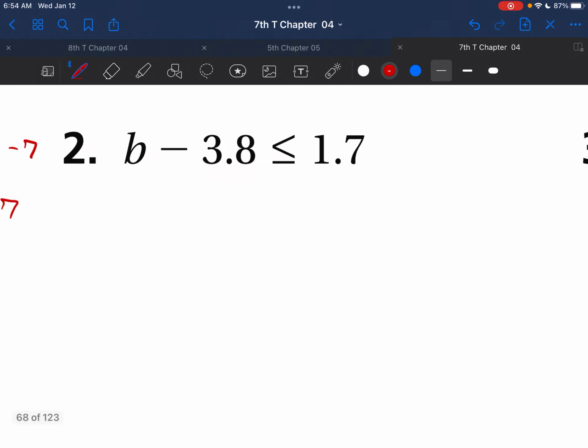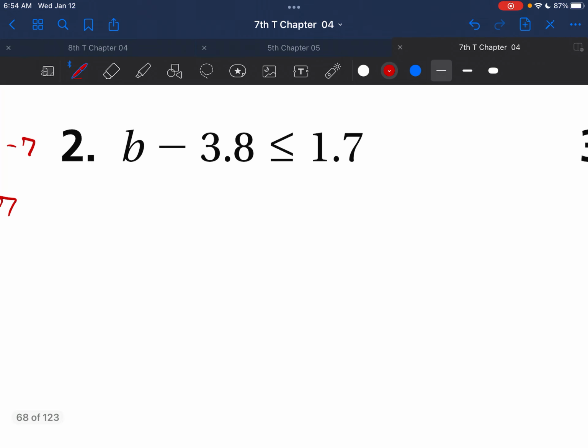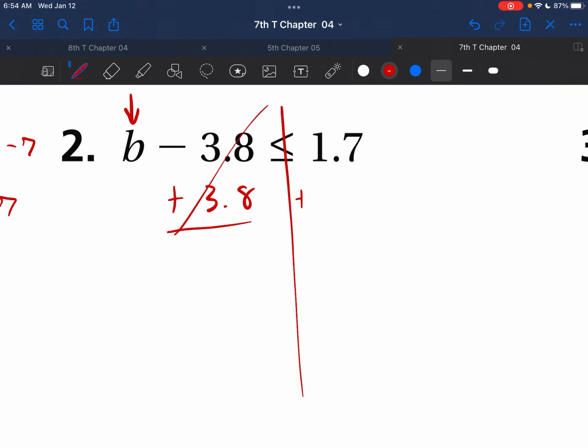Let's do another one. This time we got some decimals. We got two sides. We want to do our variable last. So what is the opposite of subtracting 3.8? That's going to be adding 3.8. Whatever you want to do on one side, do it to the other. So add 3.8. Let's add it.